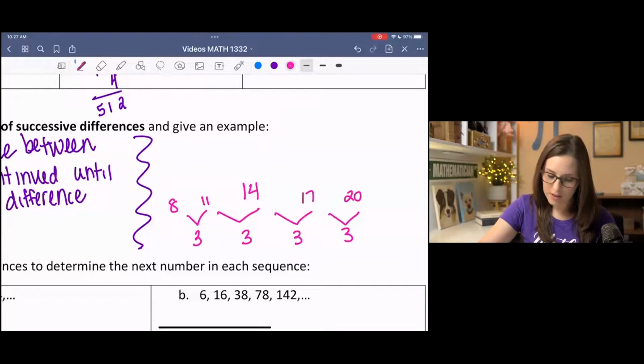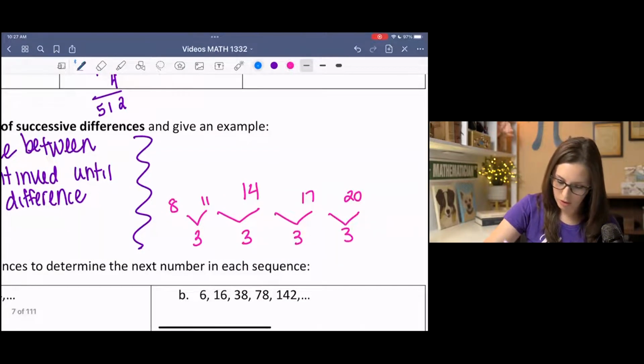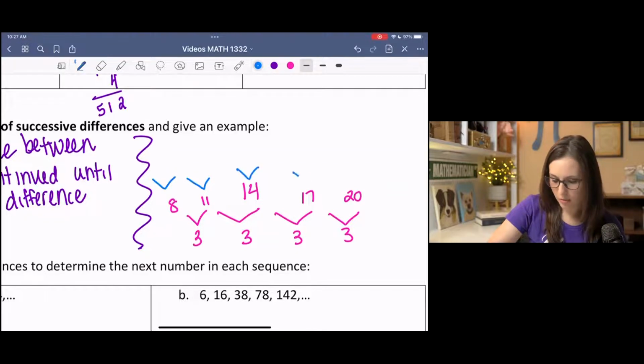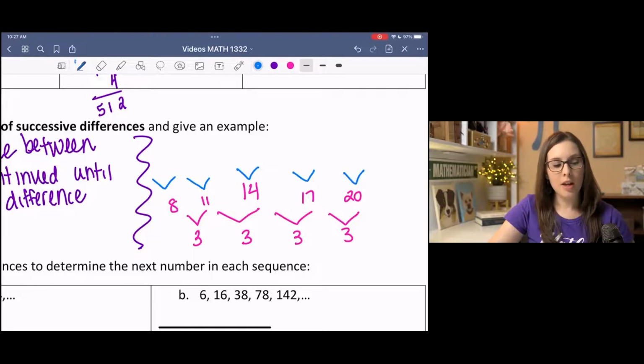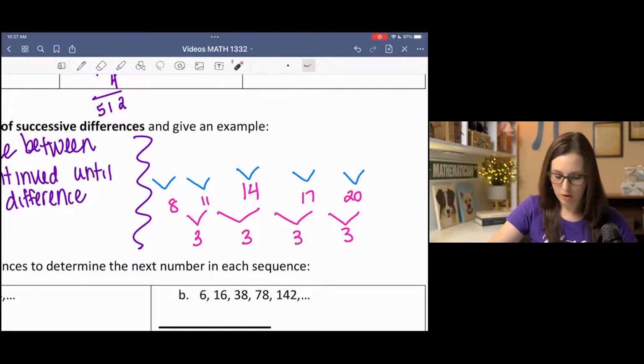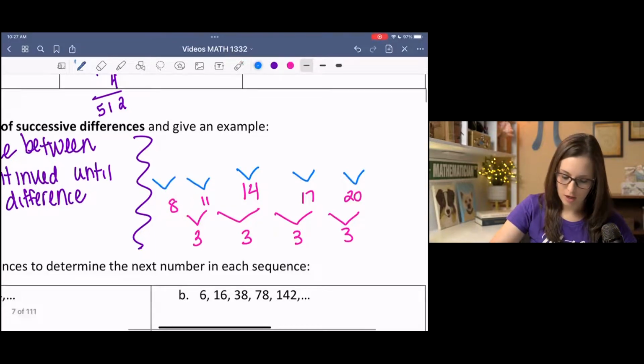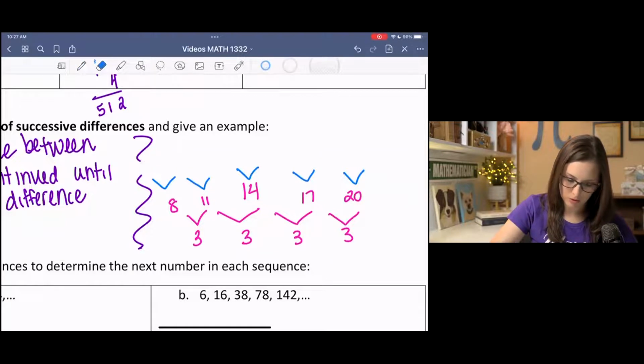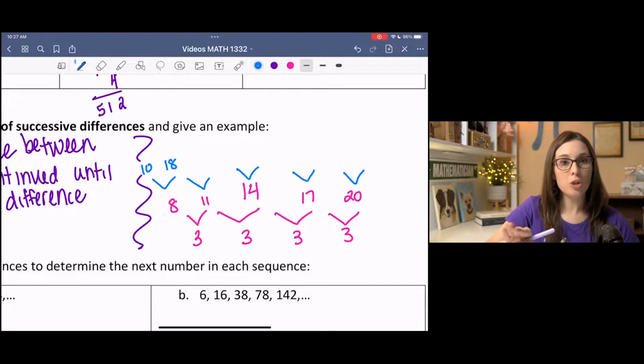Then for this last step, I'm going to draw my little triangles again that point to my differences. Those are my little branches. And in the first step, I'm trying to find 2 numbers that have a difference of 8. I'm going to use 10 and 18. Now those 2 I picked, but the next numbers in the sequence are going to be based on those 2.